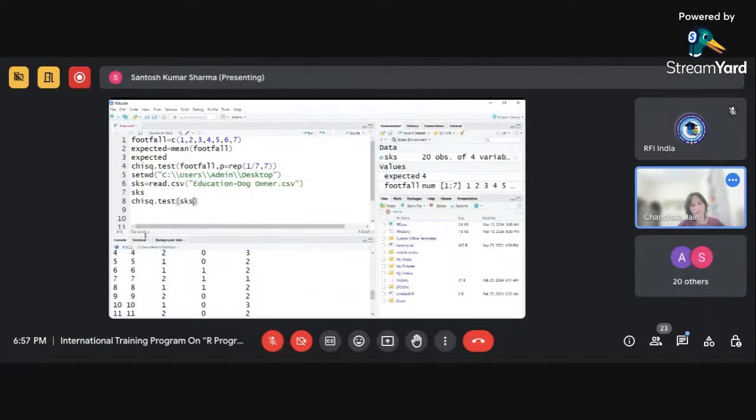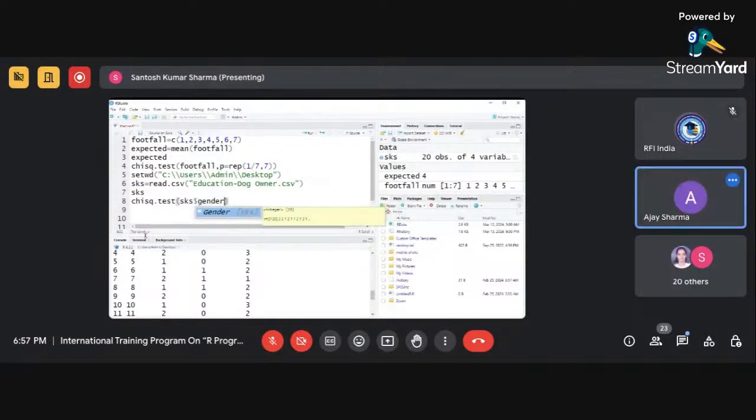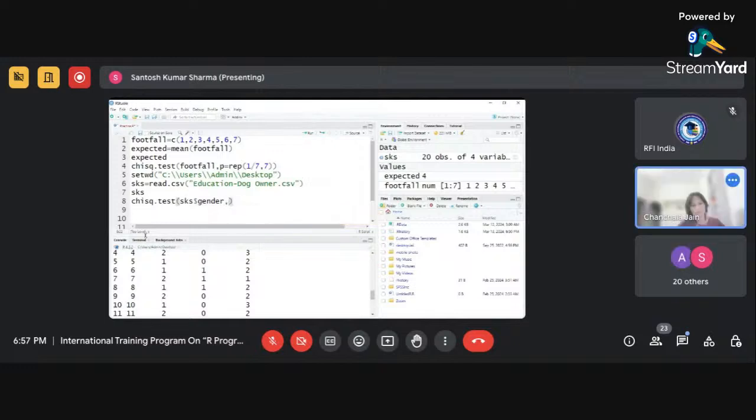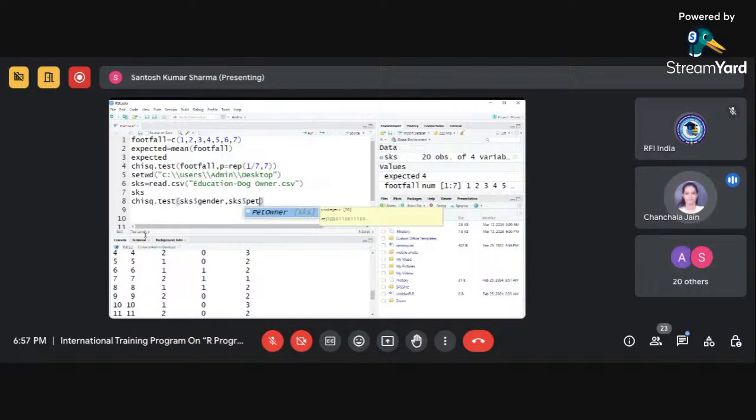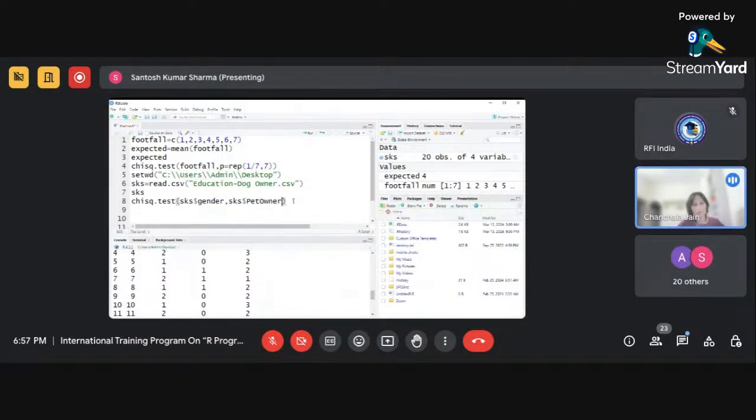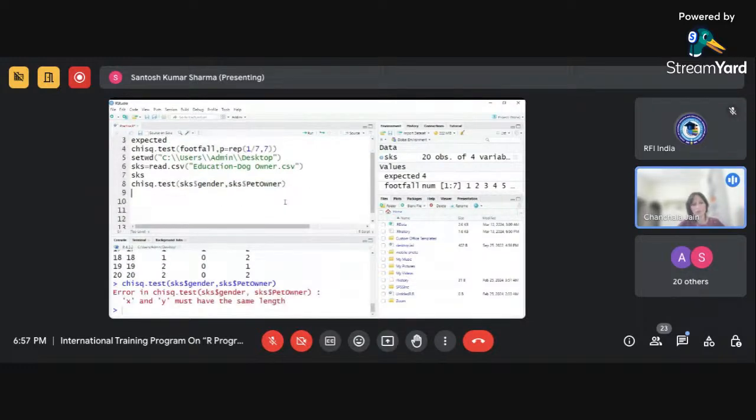Dollar, gender, comma, pet owner. You can press enter here, not type. Better to take it from this prompt. Control enter or run.